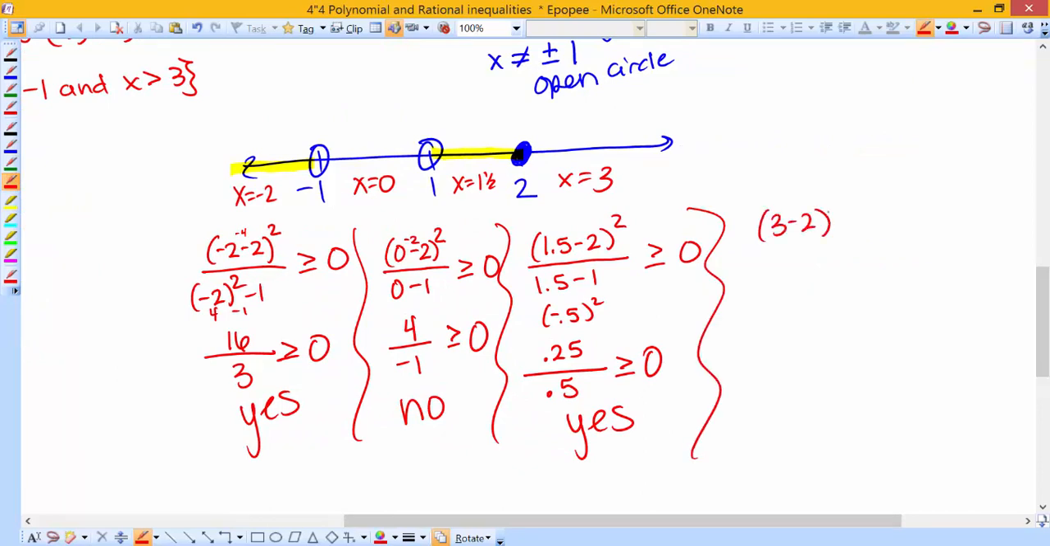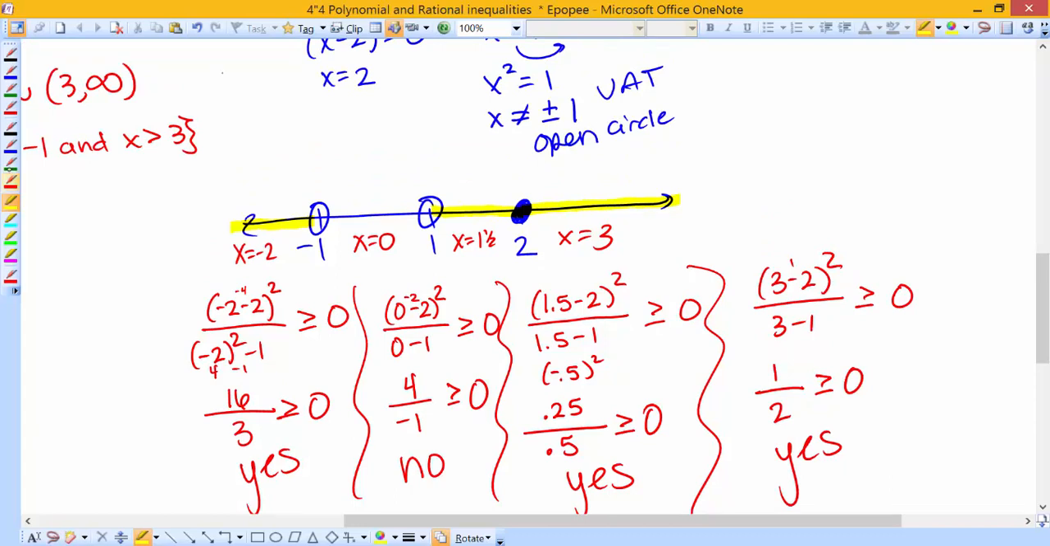Okay, now I'm on to my last section to test. 3 minus 2 squared over 3 minus 1. 3 minus 2 is 1, 1 squared is 1, and 3 minus 1 is 2. Is 1/2 greater than 0? Yes. So I had 3 sections where this was true. But notice how in this right piece you do have this solid dot there. So I actually am only going to write my answer using 2 intervals.